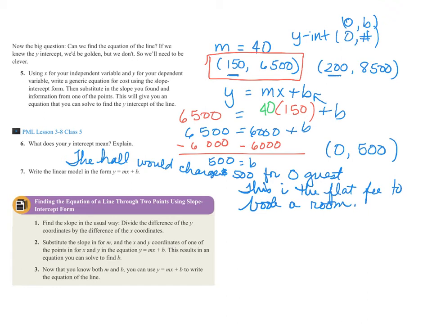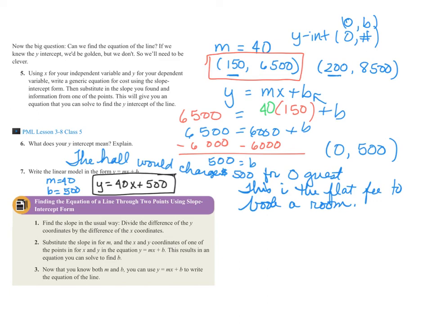All right, now they want us to write the linear model in the form of y equals mx plus b. Remember, if you would, that we know that our m is 40, and we just found out that our b is 500. Knowing that, we are ready to write our general form, and that is y equals 40x plus 500. That is what we are looking for right there.